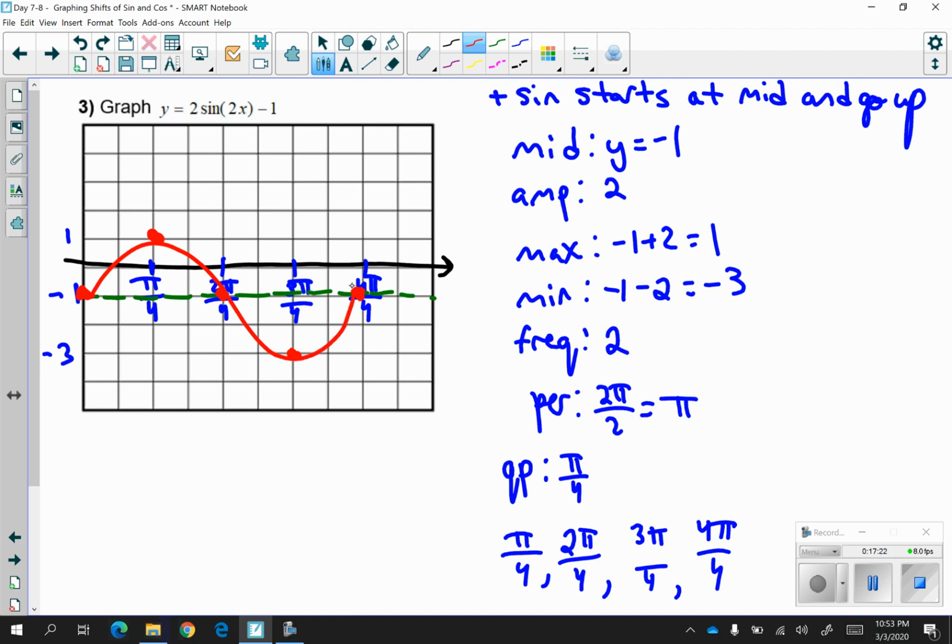You have so many practice examples on graphing trig functions. Make sure that you know every single piece of information that you have to find and where you have to find it in the equation. And that's all for this video.